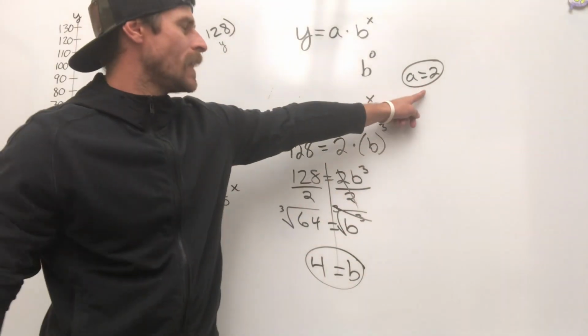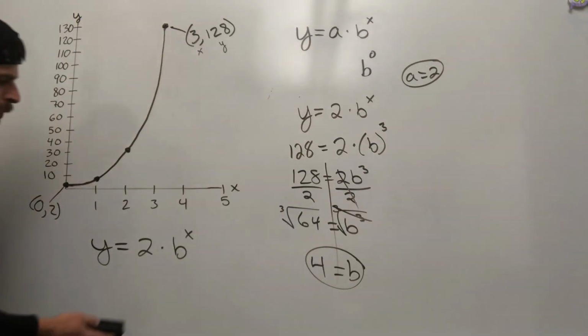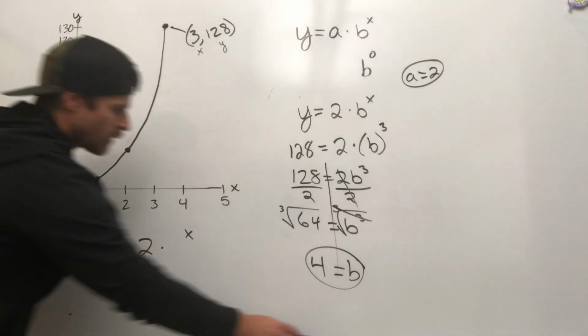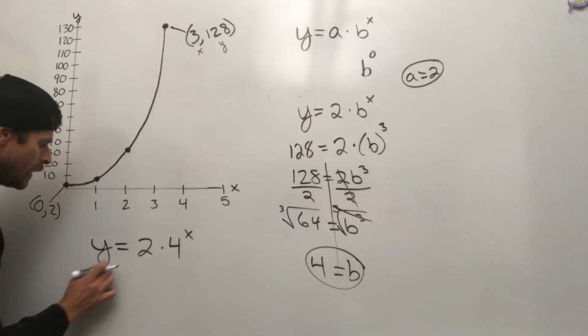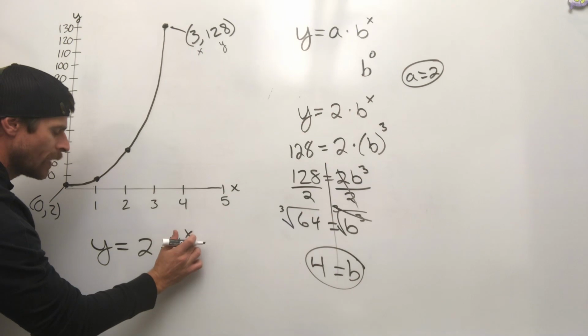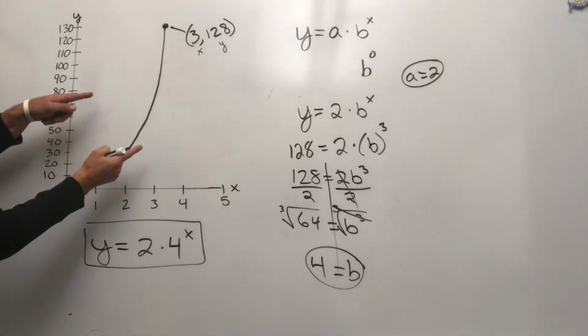We already found out what a is. It's time for us to finish our equation. All I've got to do here is replace b with the value I found it to be. y equals 2 times 4 to the power of x would be your exponential function for this given graph.